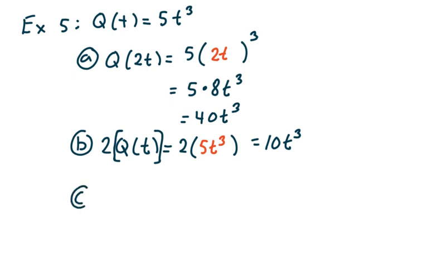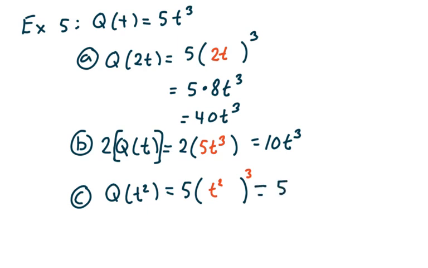And then on C, suppose I want q of t squared. Replace t with open parentheses. In those open parentheses, I'm going to put a t squared there. But remember, I'm cubing that. And when I want to finish, I get 5t raised to the 6, because when you have a power raised to a power, you're going to multiply these exponents here.